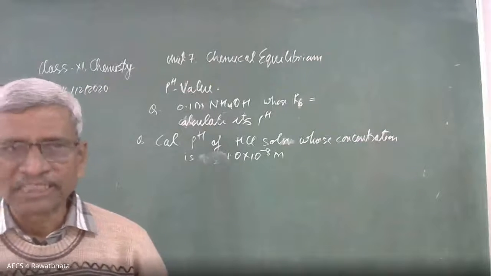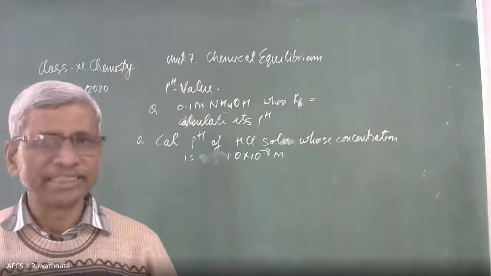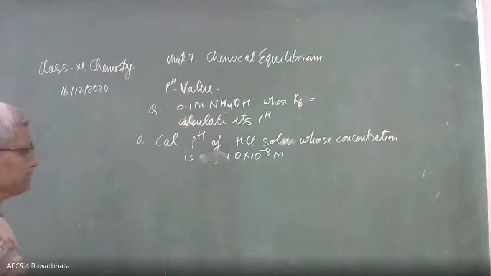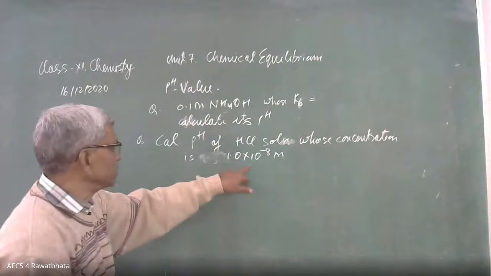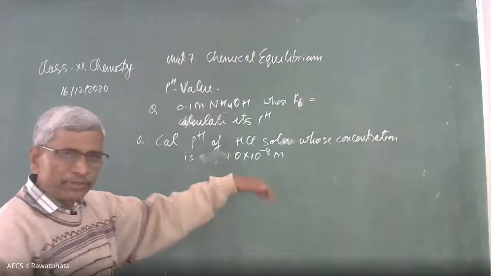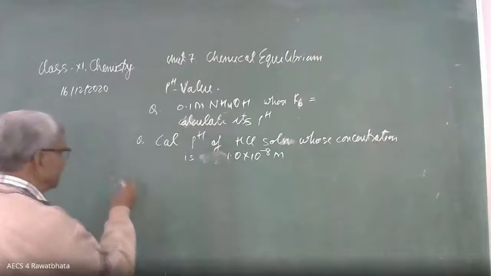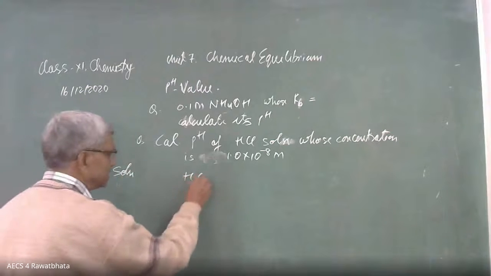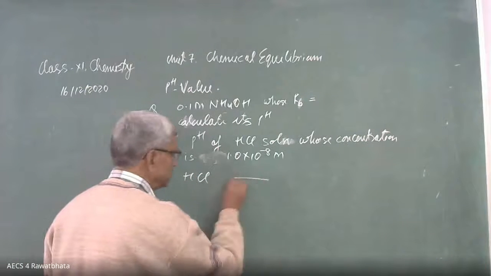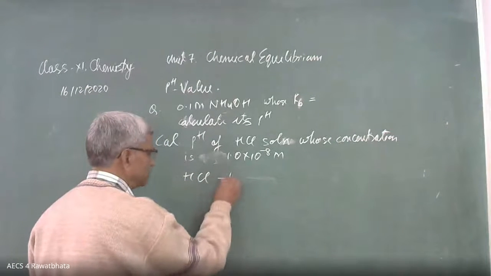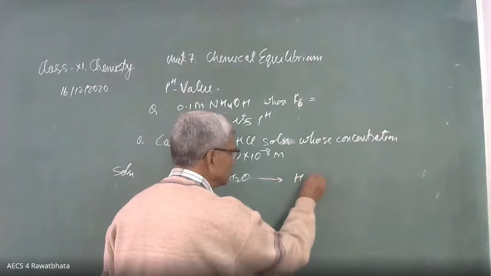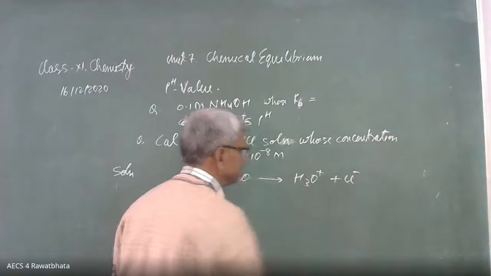This is called a tricky question. Why? What is the trick in this? What is the difference in this from other numericals? If the molar concentration of HCl is going to ionize completely, yes, take it. Let me take the solution. HCl is a strong acid, ionizes completely. Let me write H2O also. HCl ionizes completely in H2O to give H3O positive plus Cl minus.